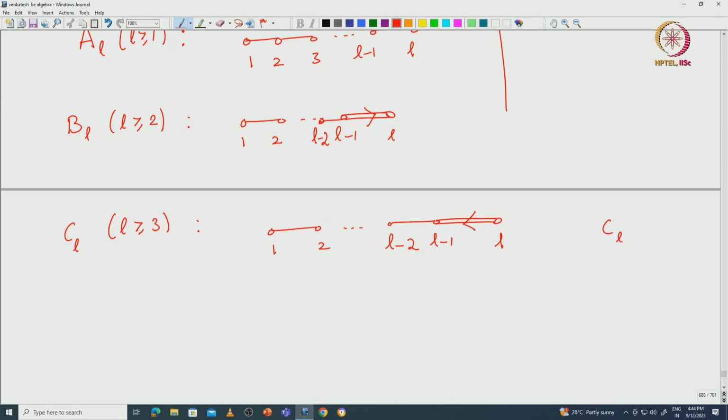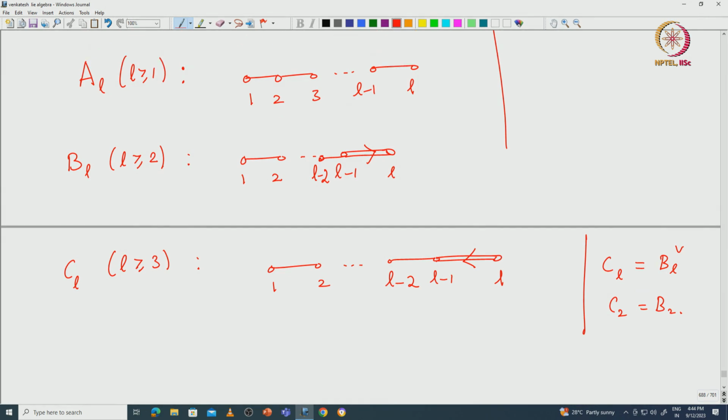So CL is exactly BL dual, and C2 is exactly B2. So there is no difference. But anyway, we do not identify them, so we are giving different labels to avoid the repetition. That is why we are choosing the labels very carefully.